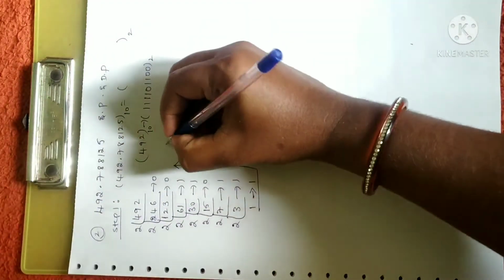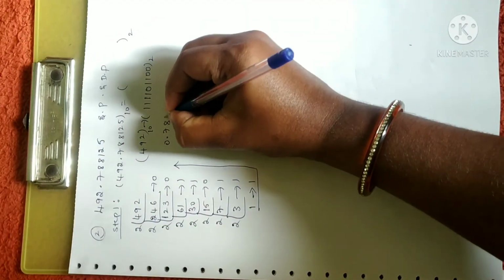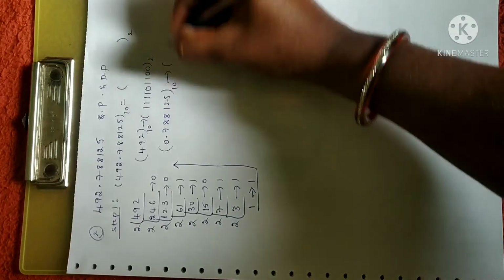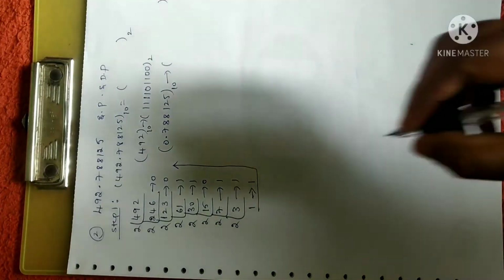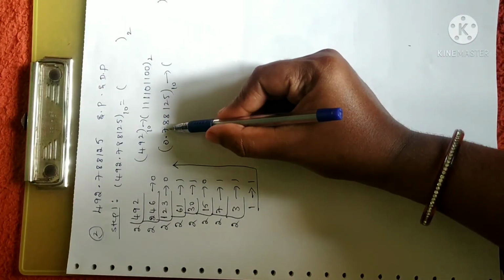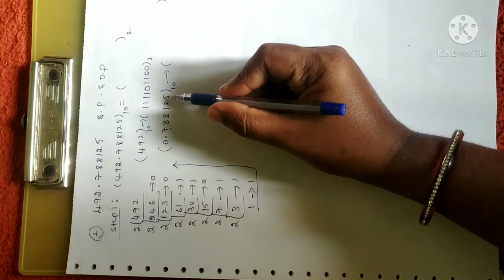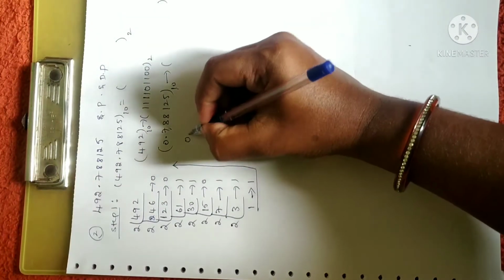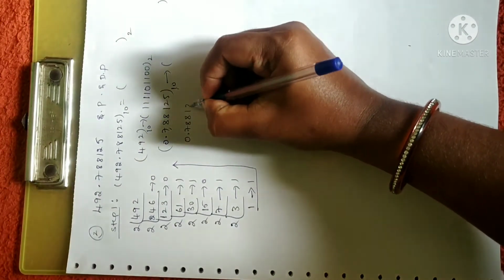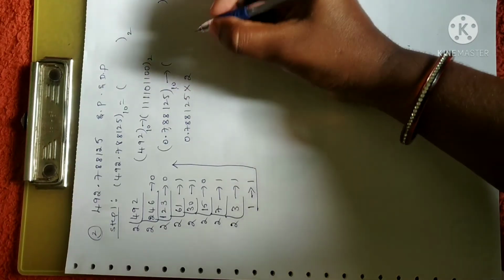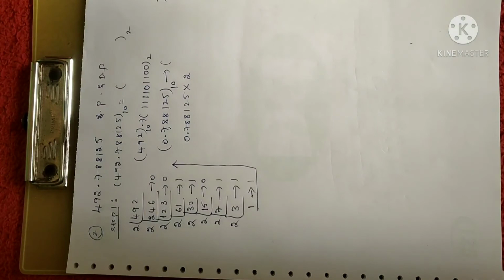Now let me consider the decimal part, 0.788125, which is a decimal number. We have to convert it into binary form. Clear? Now let me do that. As I already told you, we can convert the given decimal number into binary by multiplying it by 2. So let me multiply it by 2.